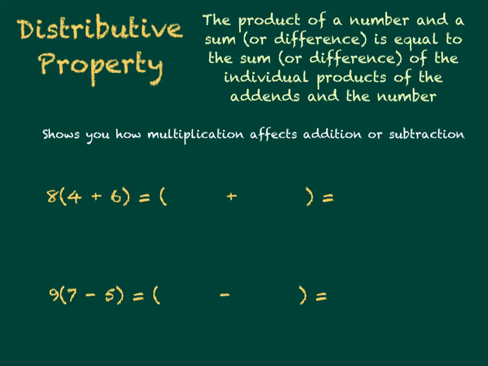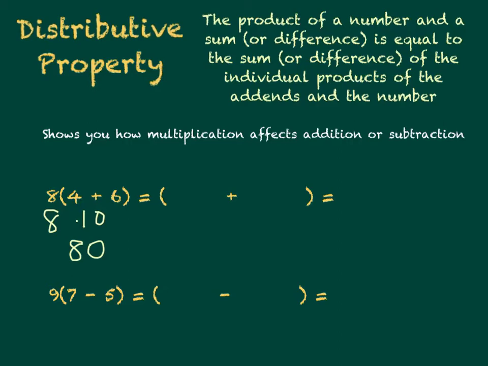We know one way to get that answer. Using the order of operations, we would do 8 times 4 plus 6. We would do that part in parentheses first, because parentheses come first in order of operations, so 4 plus 6 would be 10, and 8 times 10 would equal 80. So I know the value of this expression should be 80.